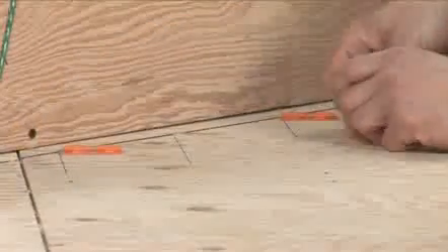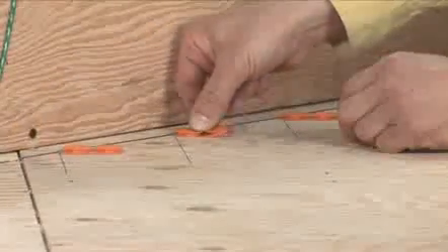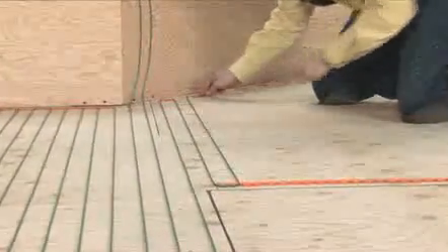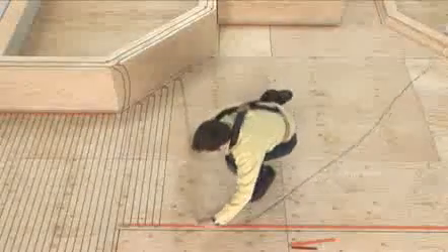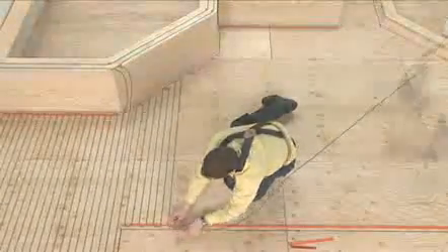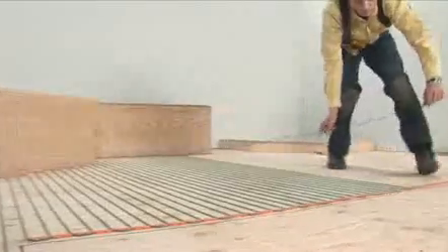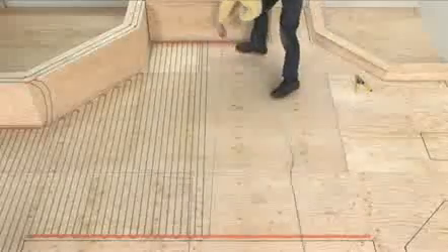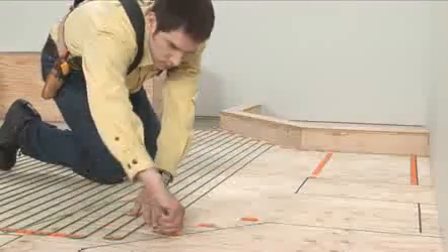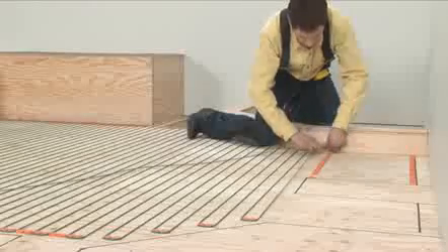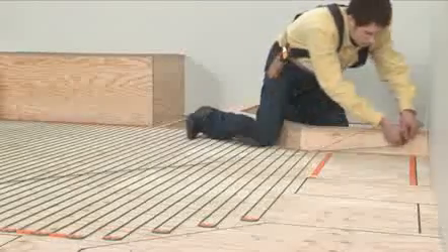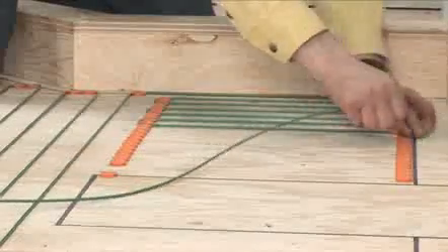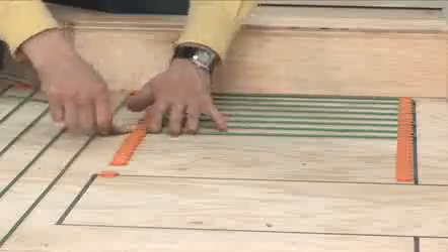To skirt around obstacles, install the gauges so that they follow the outline of the obstacles. The gauges must always remain parallel to each other and at right angles to the cable runs. When there is not enough space for a cable return, change direction. Continue lacing the cable. Install any excess in the buffer zone while maintaining the selected spacing.